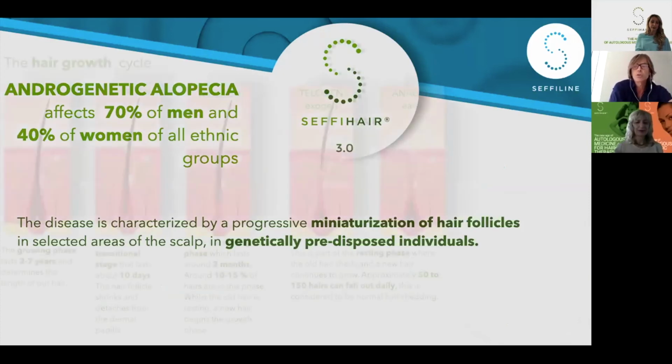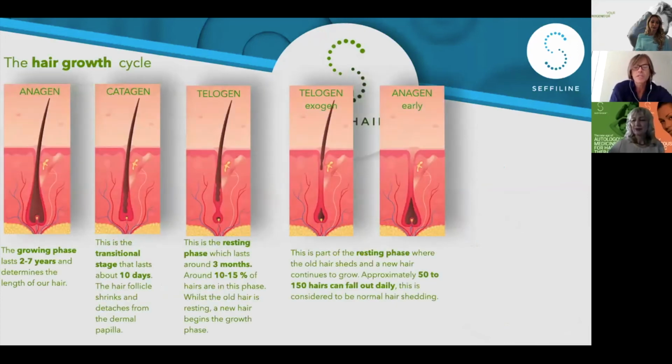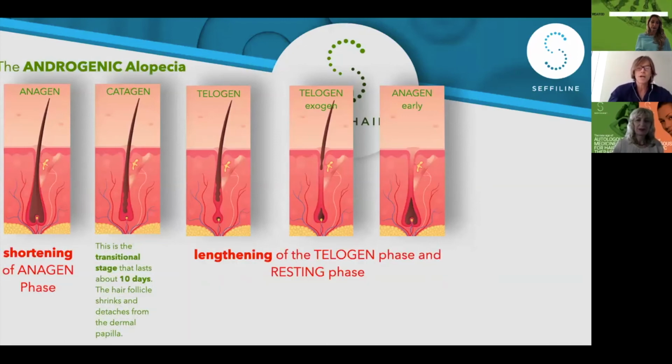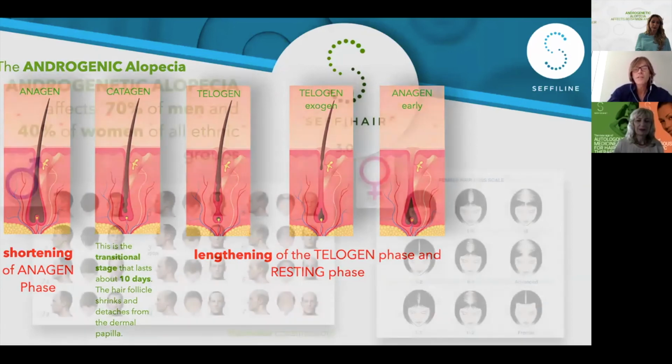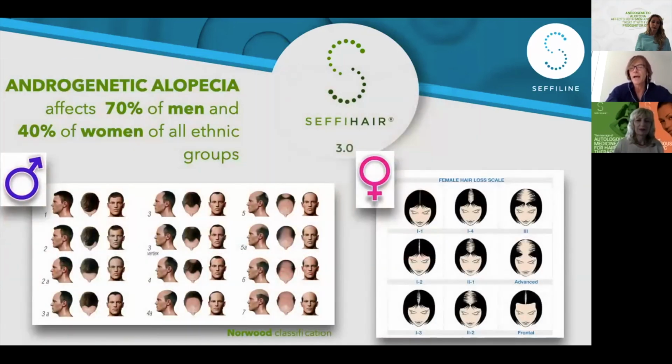I don't want to bore you with the hair growth cycle, but the only thing that you have to know is that when you have androgenic alopecia, we have the shortening of the anagen phase and the lengthening of the telogen phase, the resting phase. Of course, the pattern of the alopecia in men and women is different.